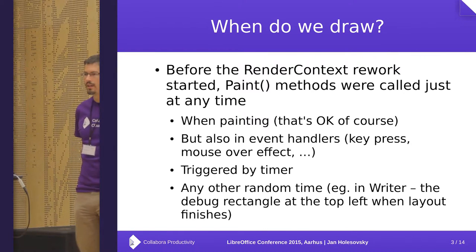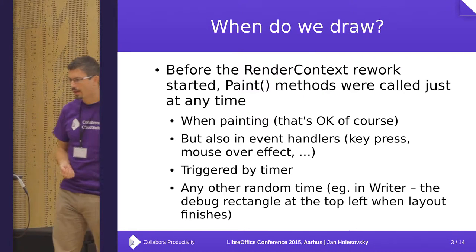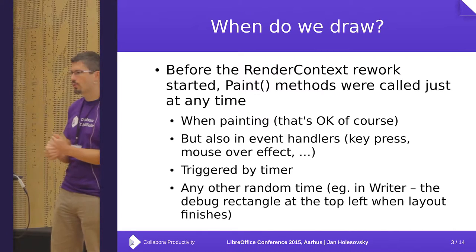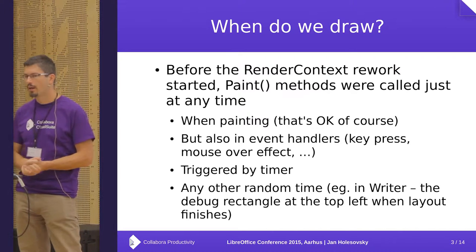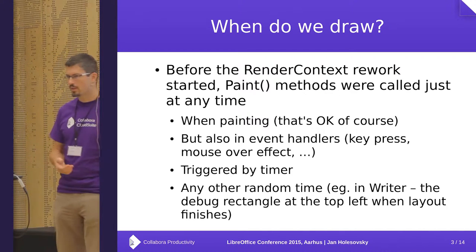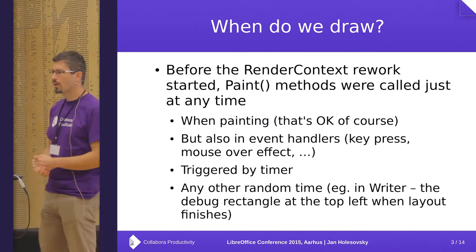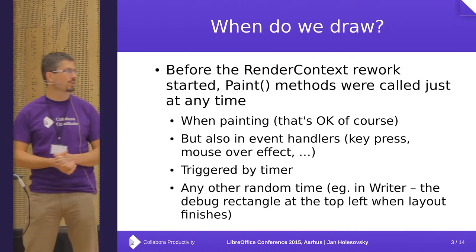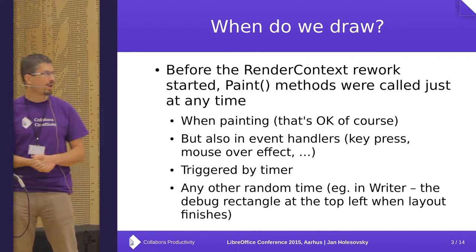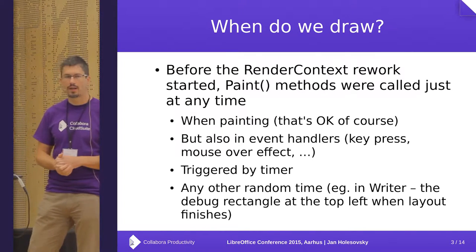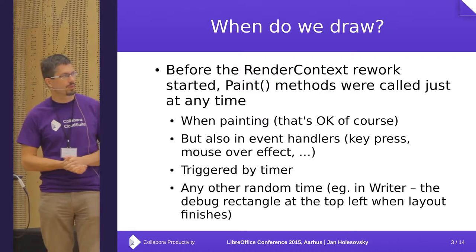In VCL or in LibreOffice in general, we can draw in many places, and that is when painting. When the paint method is triggered by the VCL main loop, this is okay. This is what is necessary. But in many places it happens that drawing is called in event handlers, so you press a key and something is directly drawn on the screen. You put the mouse over a widget and it is drawn directly, and this is not what helps us.